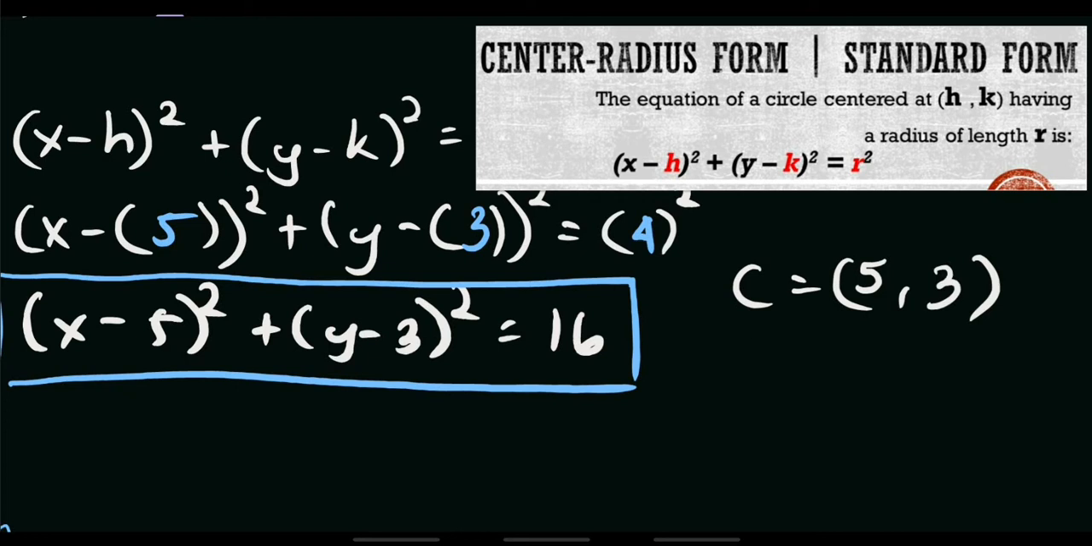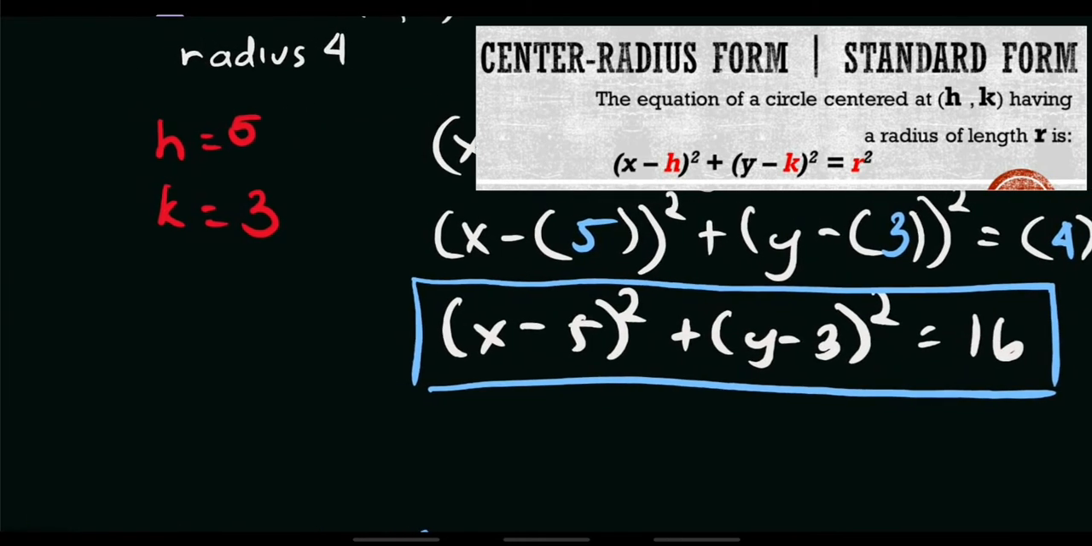And then for the radius, just extract its root. If we have 16, therefore the radius is equal to the square root of 16, so the value of r is simply equal to positive 4. So that is the center and the radius. Now, let's proceed to our question number 2.